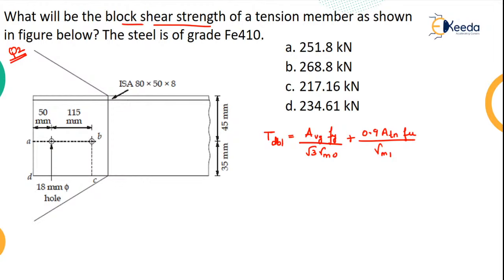Your block shear strength of a tension member is given by this formula, which is AVG FY by root 3 gamma m naught plus 0.5 ATN FU by gamma m1. Now let me see all the calculations. Be careful with the calculations.